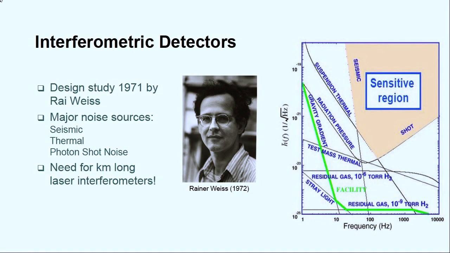This field really started in '71 with Ray Weiss, and his contribution was showing how you can actually build a program and achieve that on Earth. That's the first time we realized that we actually have to build it long. You can't build it in a lab. You have to go to kilometer-long laser interferometers. The main reason is thermal noise.